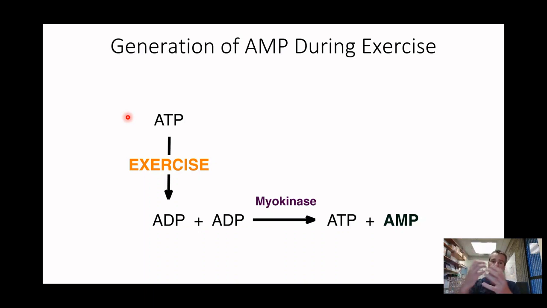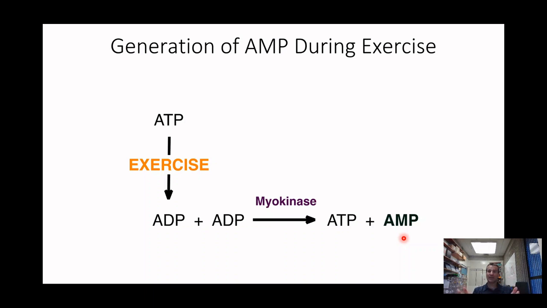exercise when we're contracting our muscles, especially when we contract our muscles like motors, where we're using lots of cross-bridge cycling. We're using a ton of ATP. If we need to regenerate the ATP super fast, because we're going at a high intensity, we're going to combine two ADPs together through the myokinase reaction to produce ATP and AMP. So the faster we use ATP and the faster we need ATP, the more AMP we're going to generate.